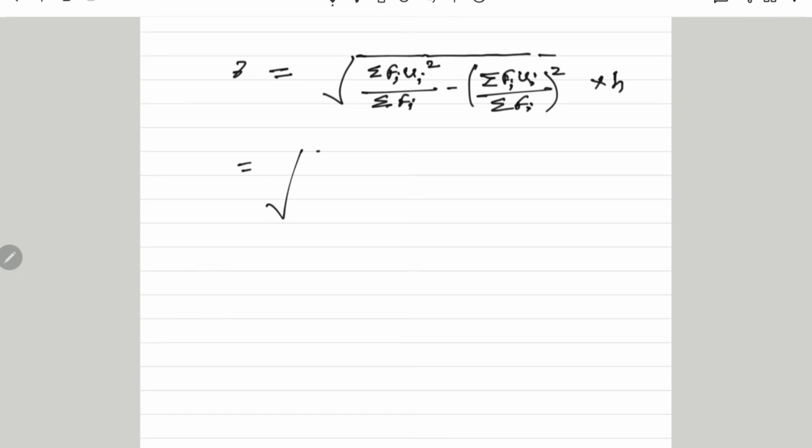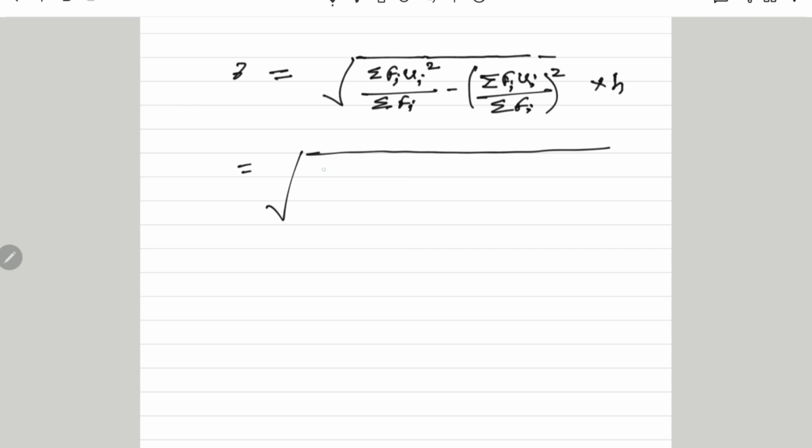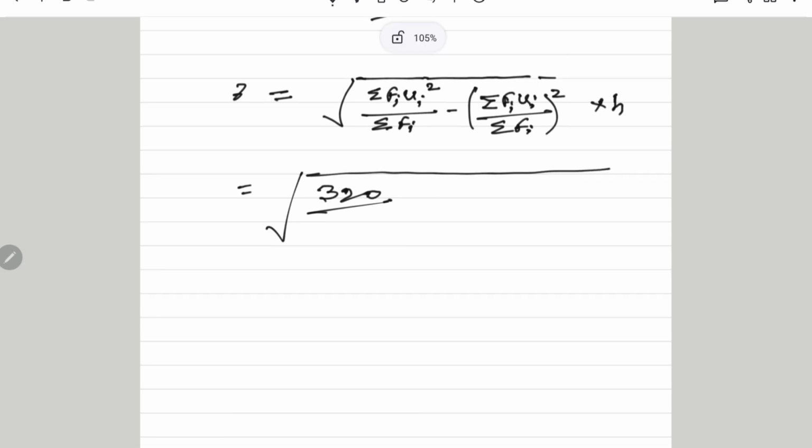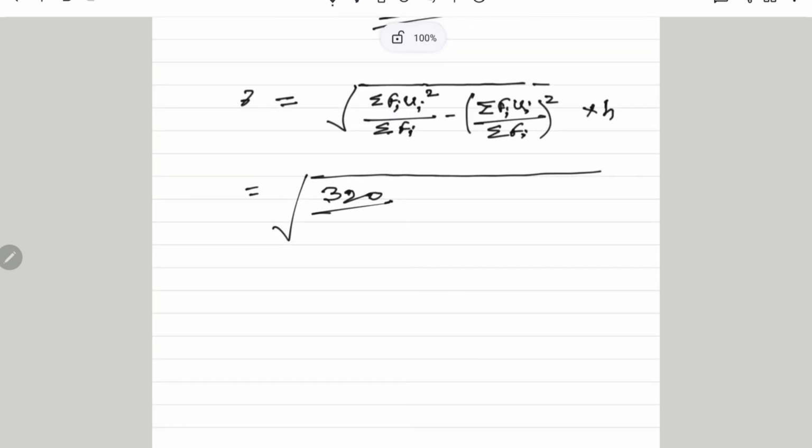It is square root of summation of Fi ui square. Summation of Fi ui square from the table, that value is 320. See the table. Summation of Fi is 100. Sum of Fi ui is minus 52, divided by 100 and its square, and into 10.